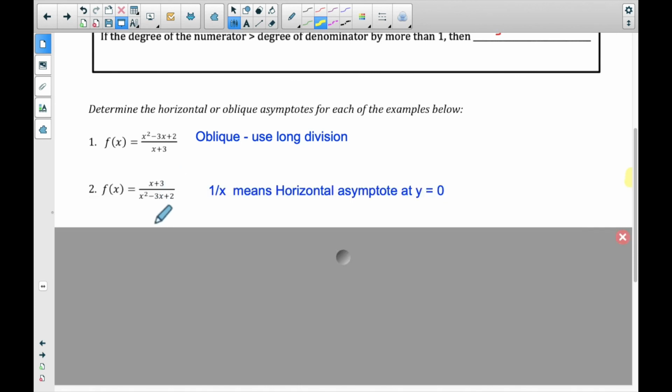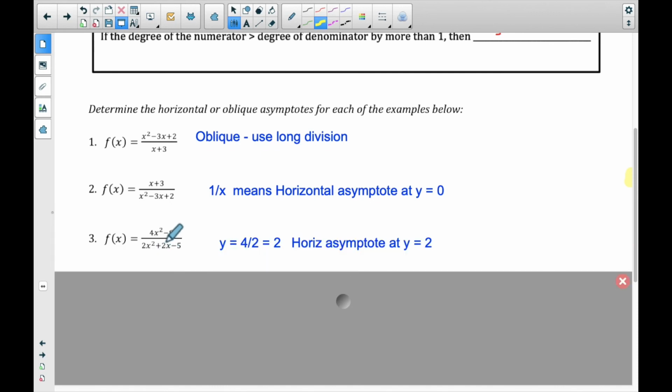This one, the denominator is 1 higher. If we reduce that, it would give us 1 over x. 1 over x means you have a horizontal asymptote at y equals 0. Number 3, they have the same degree. They're both x squared. What that means is we look at the leading coefficient, the 4 and the 2, and we reduce that down to 2. So this one has a horizontal asymptote at y equals 2.